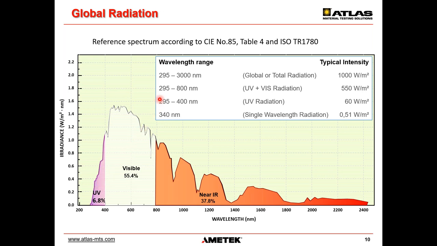For example, sun tests are often controlled at 300 to 800, so they look at UV plus visible radiation. That's the equivalent of 550 watts to 60 watts. So a UV controlled instrument would control 60 watts, the sun test 550 watts, doing exactly the same job, just with different light sensors. That's the story behind this, to explain a little bit the different light sensors and the energies of the reference.